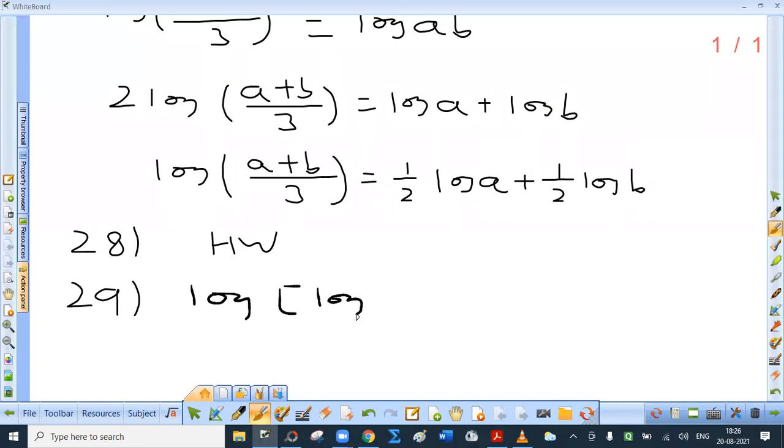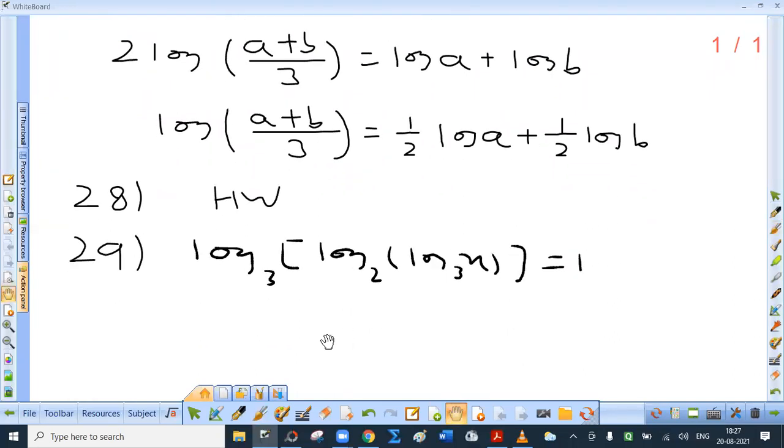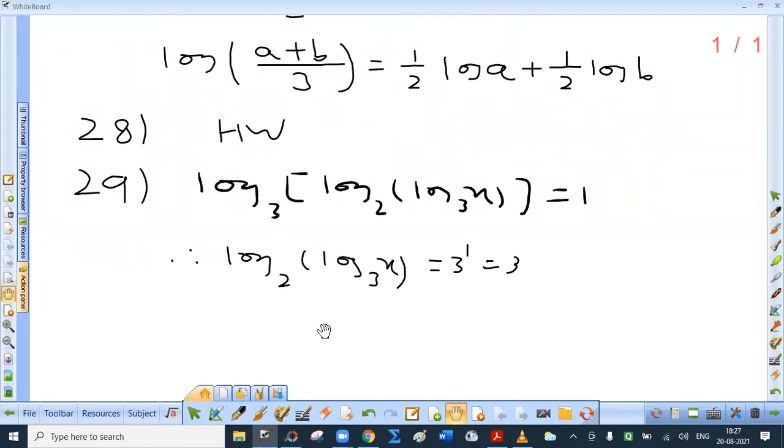So log of what? Log x to the base 3, and the original base is 3, but log of something to the base 2. Okay, it is 1. Now this is in which form? Logarithmic. Write this in index form. Therefore, log of log x to the base 3 to the base 2 is 3 raised to 1. That is 3. Again, we will say logarithm is the power to which the base should be raised.